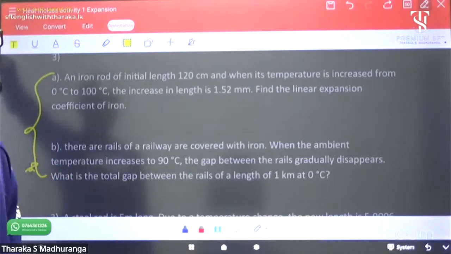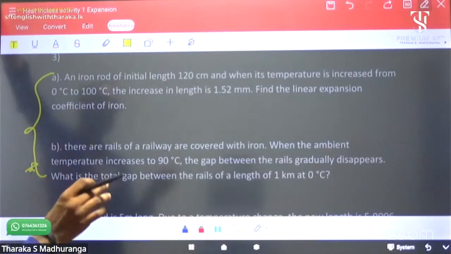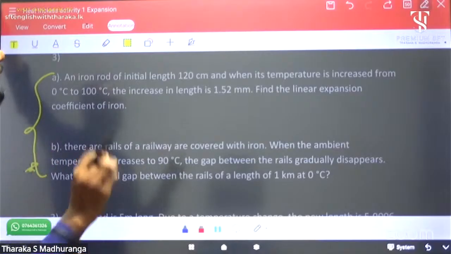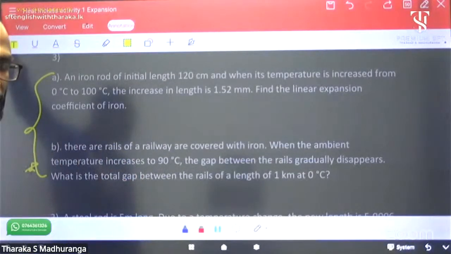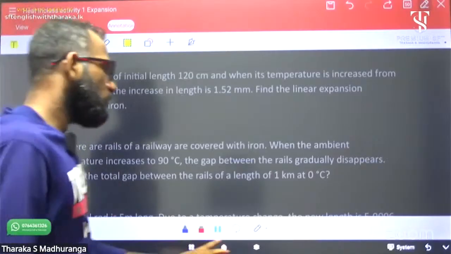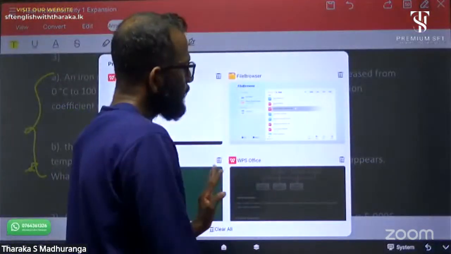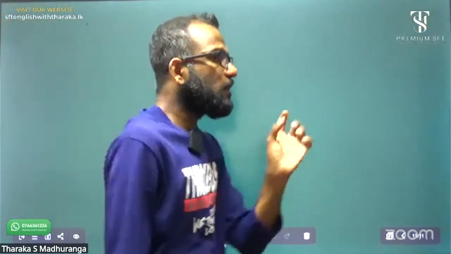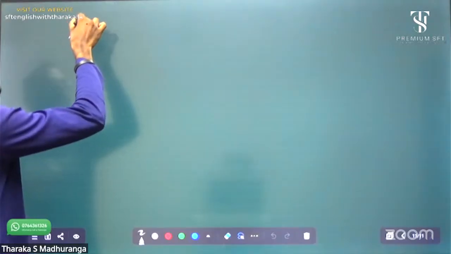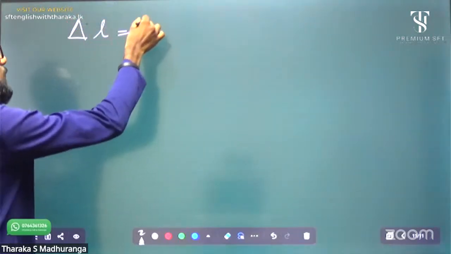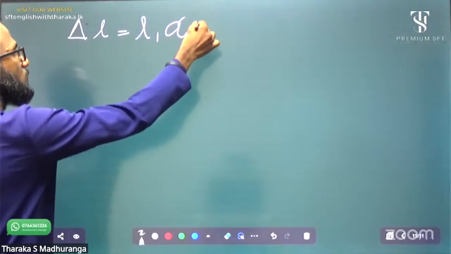And let's move into the area expansion. An iron rod of initial length 120 centimeter, and when its temperature is increased from 0 to 100 Celsius, the increase in length is 1.52 millimeters. Find the linear expansion coefficient of iron. Let's do this, remembering again. The linear expansion coefficient is asked. It's alpha, right? Now delta L equal, what is our basic equation of linear expansion? Delta L equal L1 alpha delta theta.